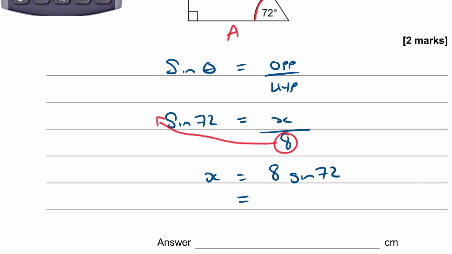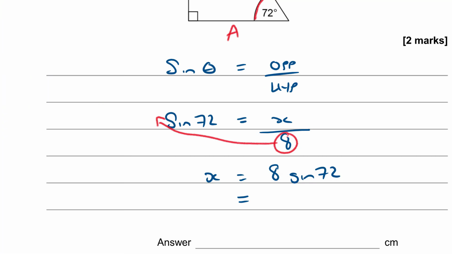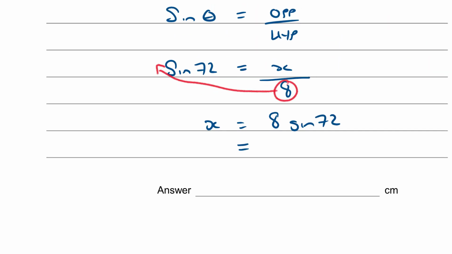Sine 72. Make sure your calculator is in degree mode. That could be a terrible, terrible mistake otherwise. Sine 72 times 8 is 7.608. I'm going to round that off to 3 significant figures. Does it tell me to do that? Nope. If it doesn't say, then 3 significant figures is usually a good one to go for. So I'm going to round that off to 7.61.